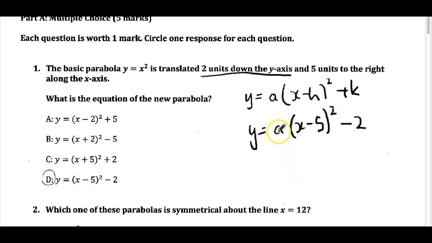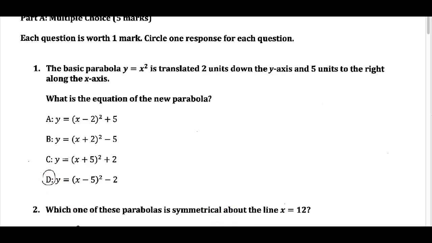Then you can just fill everything in. Now the a in this case is just 1, so we don't have to worry about that. The a is just a dilation factor. It doesn't really make any difference to how the graph moves. Remember, with a normal parabola, a can make it narrower or wider, but this spot here is still the same for all 3 parabolas. So the only one that could be is D.